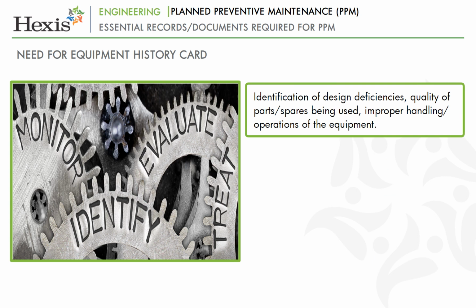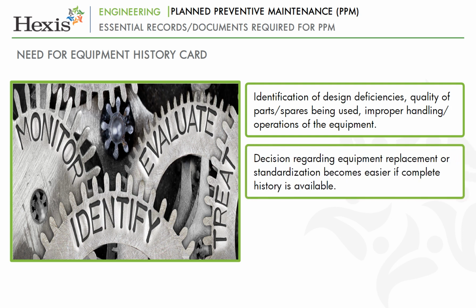Identification of design deficiencies, quality of parts or spares being used, improper handling or operations of the equipment. Decision regarding equipment replacement or standardization becomes easier if the complete history is available, including the total cost of ownership, maintenance cost, downtime cost, and availability.